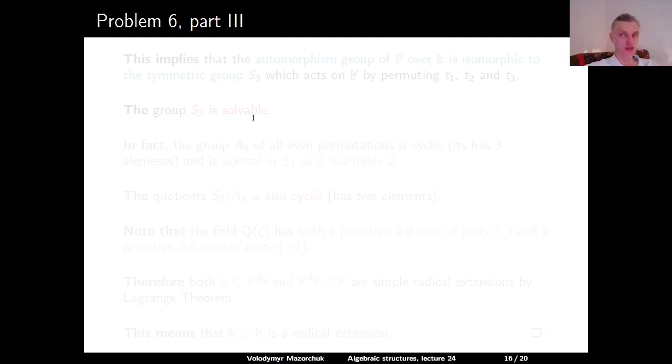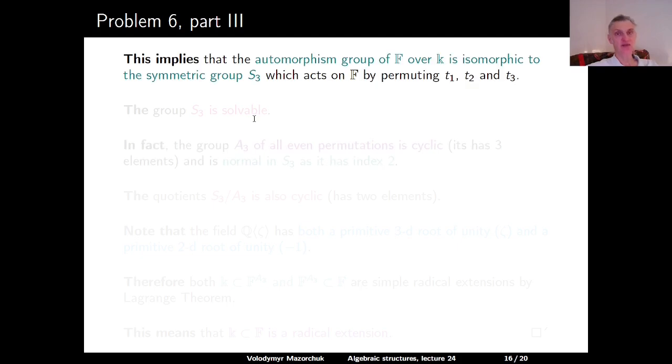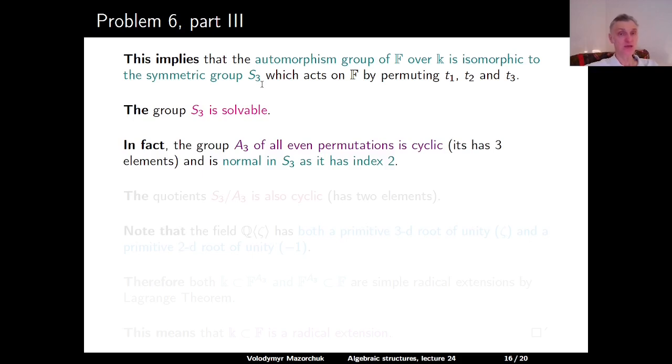Great, so the solutions to our equation are algebraically independent, and this means that the automorphism group of our splitting field F over K is isomorphic to the symmetric group S3, which acts on F by permuting the solutions T1, T2, and T3. And the group S3 is solvable. In fact, it has the subgroup A3 of all even permutations.